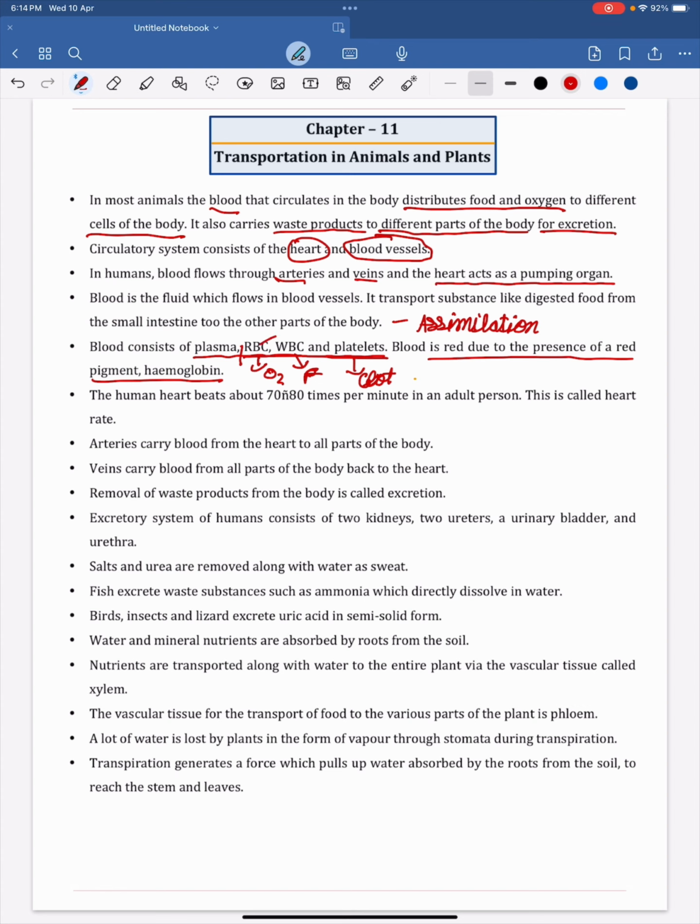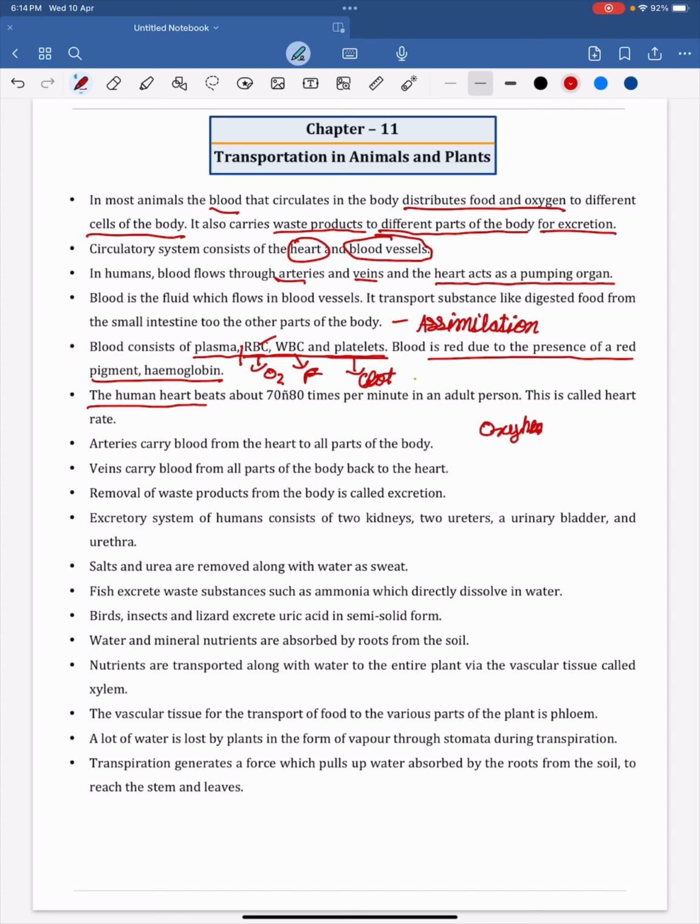So red blood cells have a protein named hemoglobin which combines with oxygen to form oxyhemoglobin. And this oxyhemoglobin breaks down into oxygen and hemoglobin when it reaches a cell. Now the hemoglobin is free to carry more oxygen.